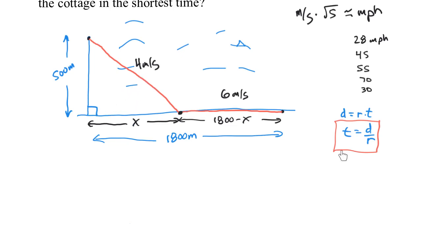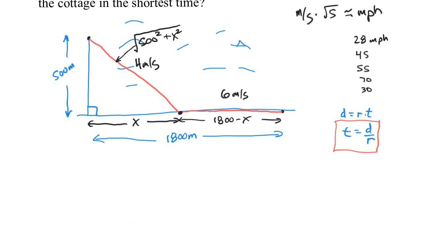So time equals distance over rate. For the running portion, we've got the distance and we've got the rate. We've got both of them. For the swimming portion, we've got the rate, but we need this distance. And this distance comes in when we use the Pythagorean theorem with these two sides, so that this distance, this red line swimming, is going to be the square root of a squared plus b squared, which is basically the square root of 500 squared plus x squared.